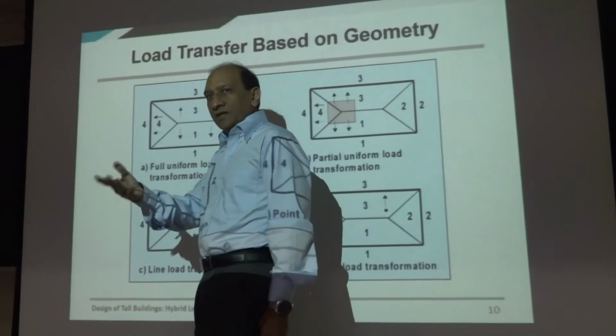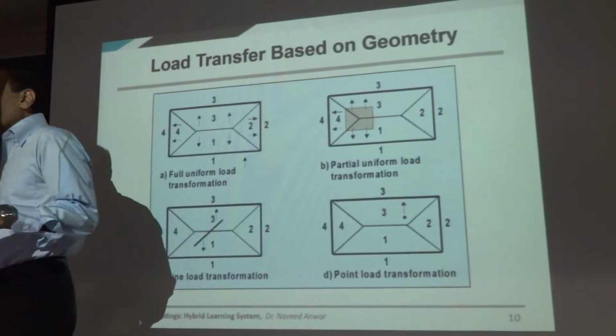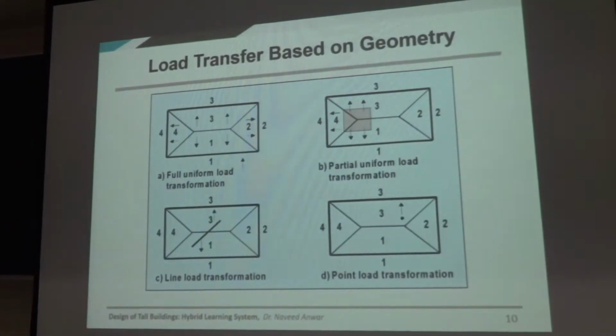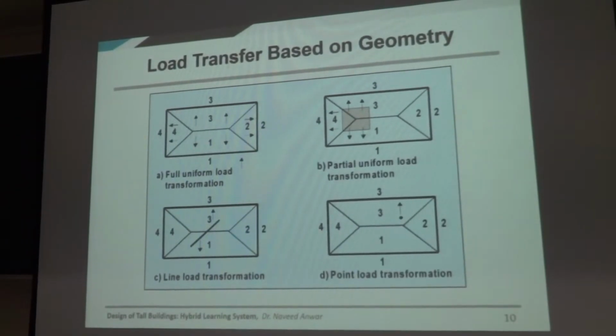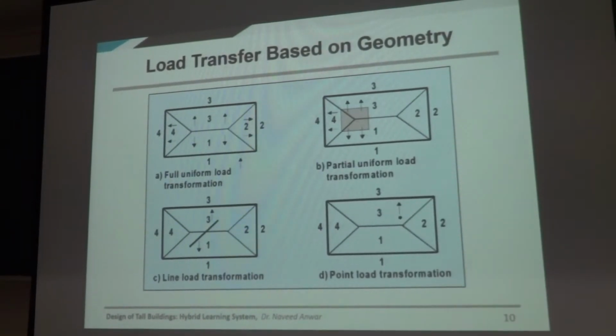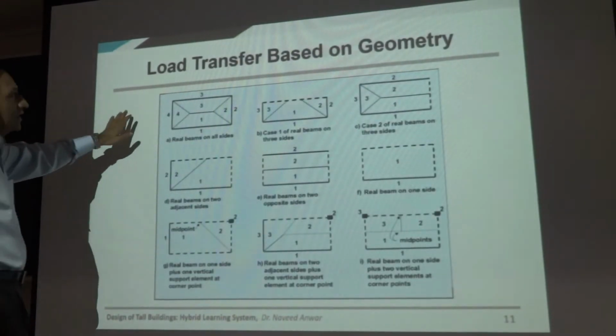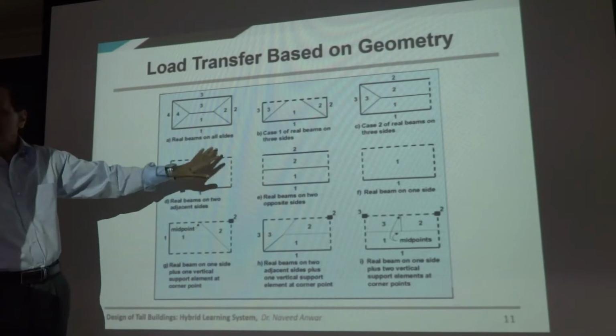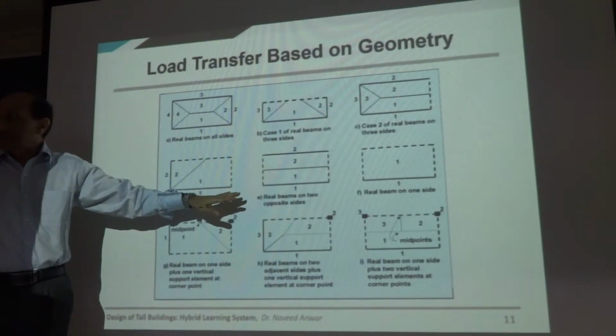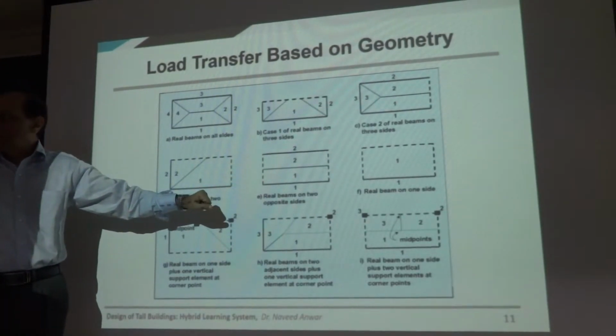We recommend these days to mesh the floor using shell or plate elements, in fact shell elements, because you also need in-plane diaphragm action, right? So this is just many cases of load transfer based on geometry: if you don't have stiffness, what will happen to the load? Where will it go?